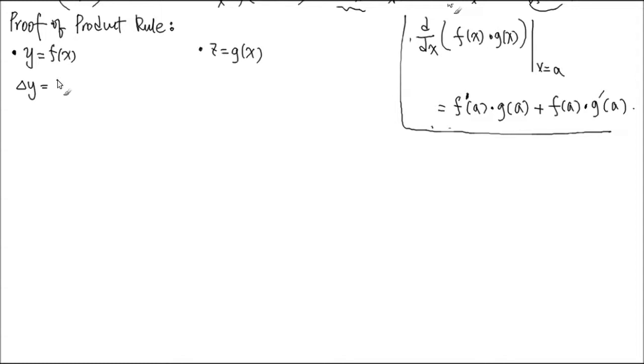How do you write delta y? F of a plus h, good, minus f of a. Worked on that, right? How about delta z? How much did the z value increase in the Cartesian coordinate plane as x increased by h, right? So h here is delta x, is g of a plus h, and g of a.